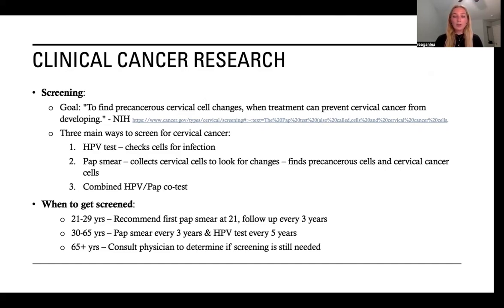Typically, screening starts around 21 years of age. And when you're in that age range of 21 to 29, it's recommended that after your first pap smear at 21, you follow that up every 3 years. If you're 30 to 65, the pap smear is every 3 years and the HPV test is only every 5 years. And then if you're 65 or older, you typically consult your physician, determine if you still need screening. If you're a high risk patient, they typically lean more towards screening, but for most normal people, you don't get screening after the age of 65.